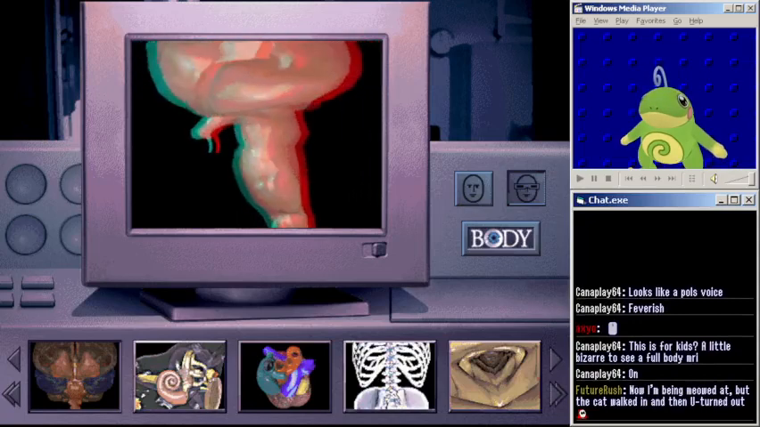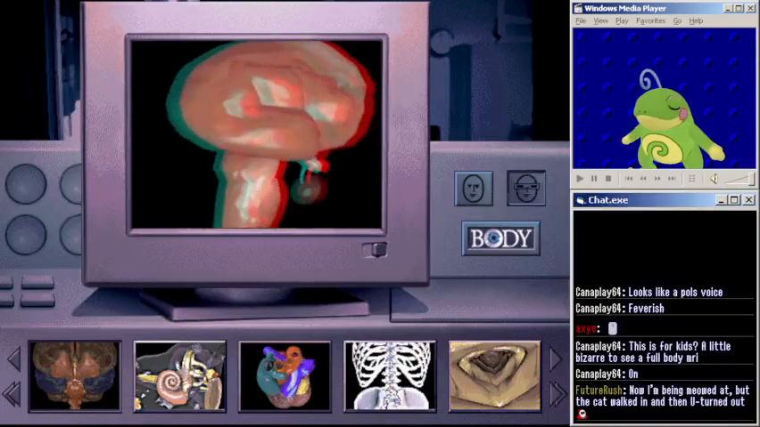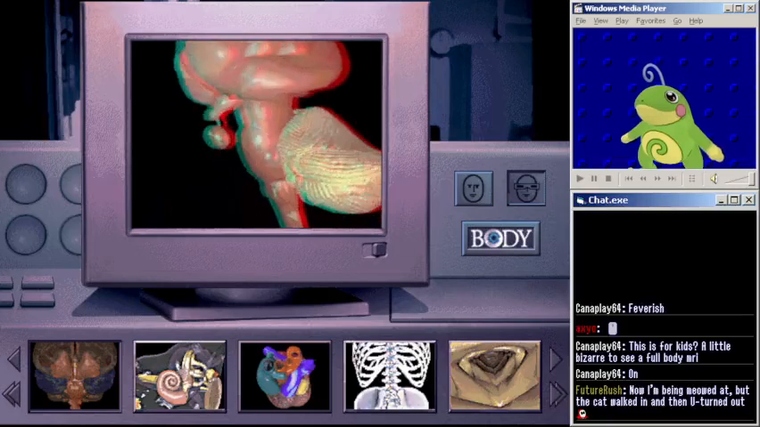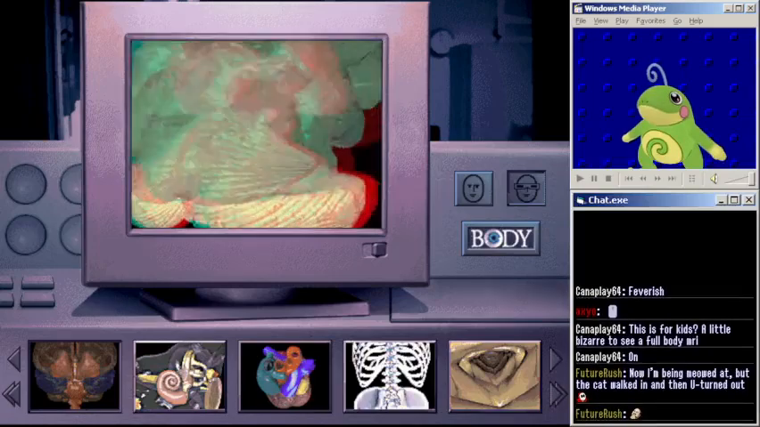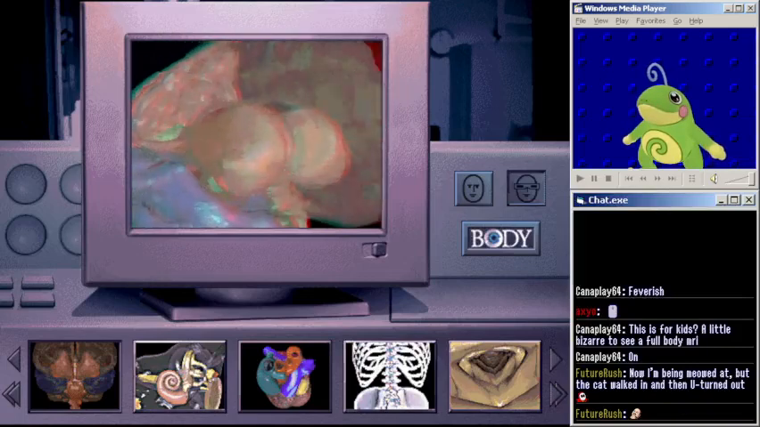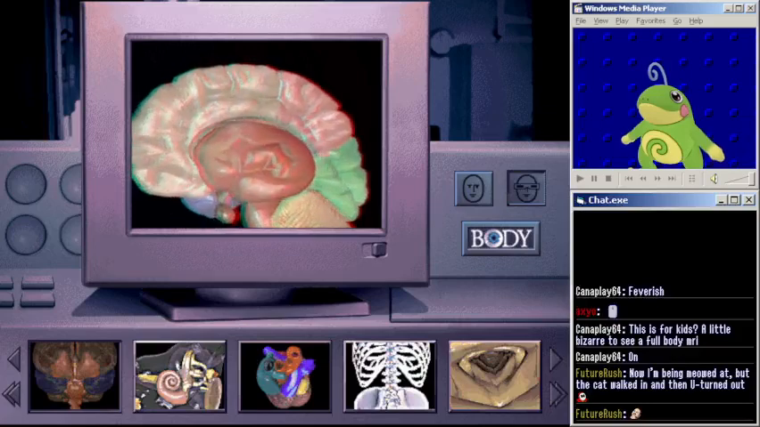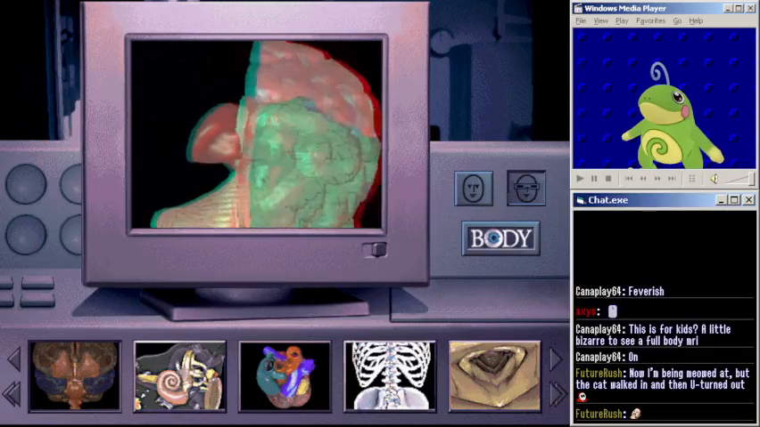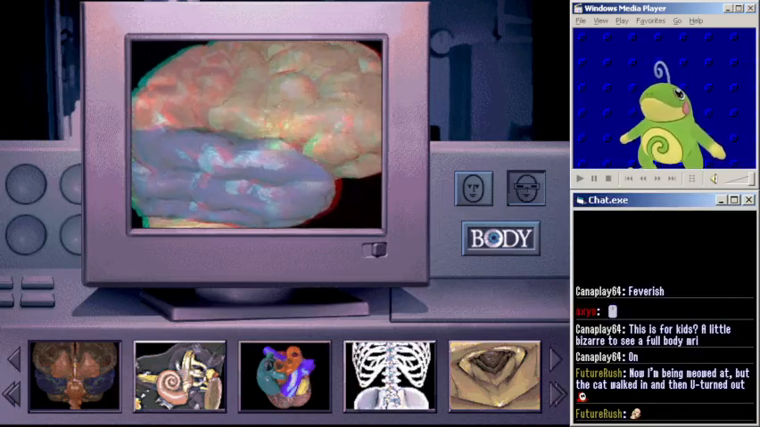Click to select the flyby through the brain. Now I'm being yelled at. Brainstem. Pituitary. Yep, that's cat, all right. Cerebellum. Occipital lobe. Parietal lobe. Temporal lobe. Frontal lobe. Cerebrum.